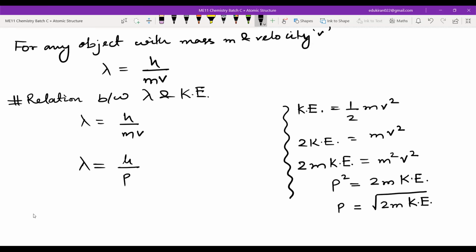So from here you can write lambda is equal to h upon under root 2m kinetic energy. Do you guys remember this relationship from physics or no? You forgot it. Yes. You remember it, right? Okay, fine.